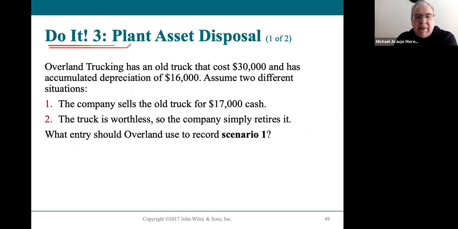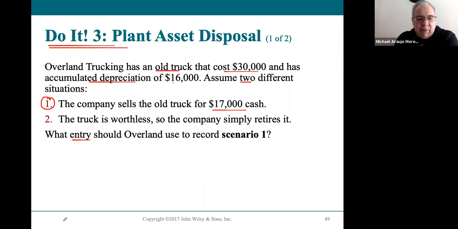And so basically speaking, this is objective 3 in short. Here we have a company who has an old truck. The old truck had cost them $30,000 and had accumulated depreciation of 16,000. So that's the situation with the truck. In the first situation, the company sells the truck for $17,000 in cash. So they want us to do the entry for scenario 1 here.